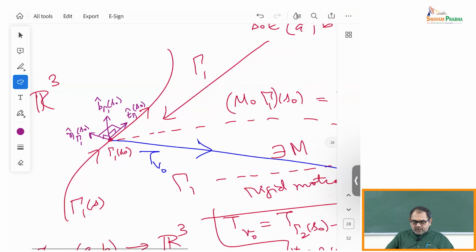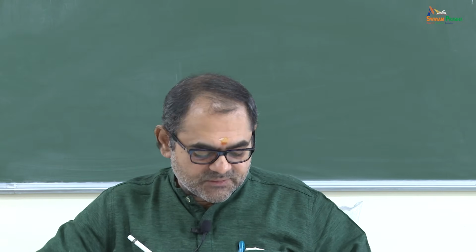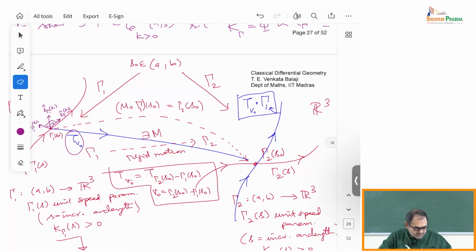Now what has happened? You have applied this translation TV naught. So this orthonormal frame will just get translated by the same TV naught, and I'll get an orthonormal frame for the translated curve. So what I'll get is something here. Here I will draw the same thing. For this curve also, I will get again, let me rub this.